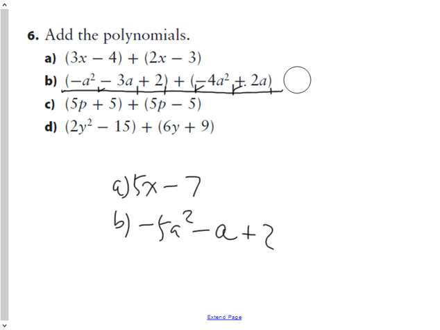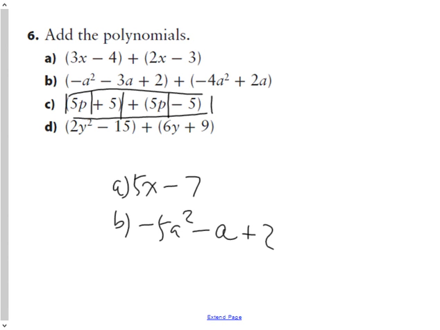For your third question, C, we have 5p plus 5 plus 5p minus 5. Box it up. I have 4 terms. This 5p and this 5p are going to make 10p. This positive 5 and this negative 5 are going to make a zero pair, leaving you with nothing. So your answer for C is simply 10p.